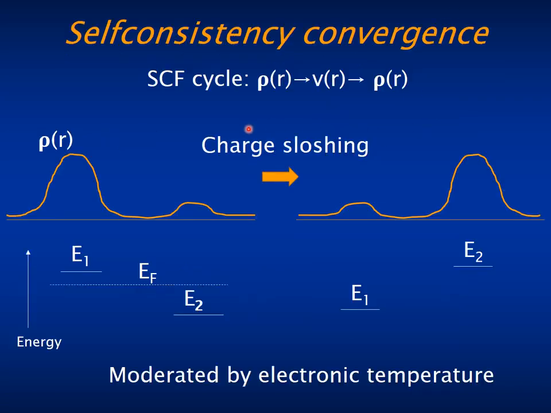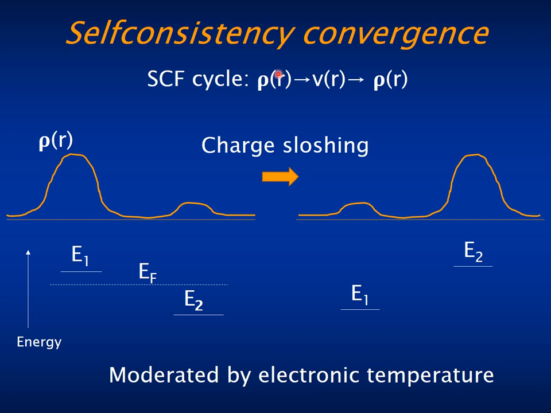And let us finish with something which is frequently the nightmare of the DFT practitioner, which is the self-consistency convergence. We have already seen that we have to perform a self-consistency cycle in which you start with some density, you calculate a potential, and from that potential you solve Schrödinger's equation, and you calculate a new density. And you have to iterate this until the new density is equal to the input density.